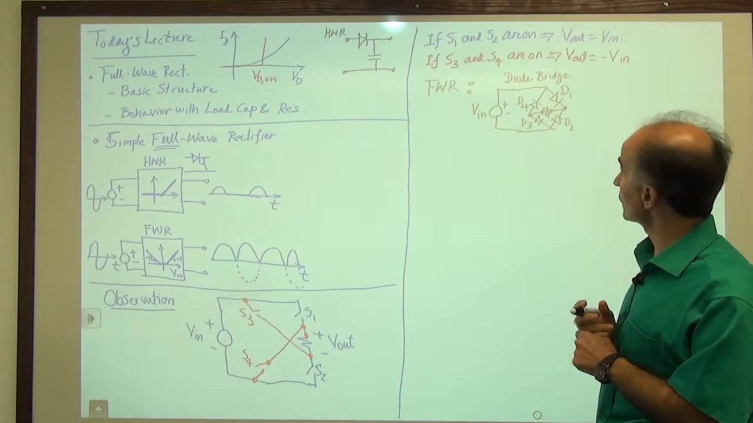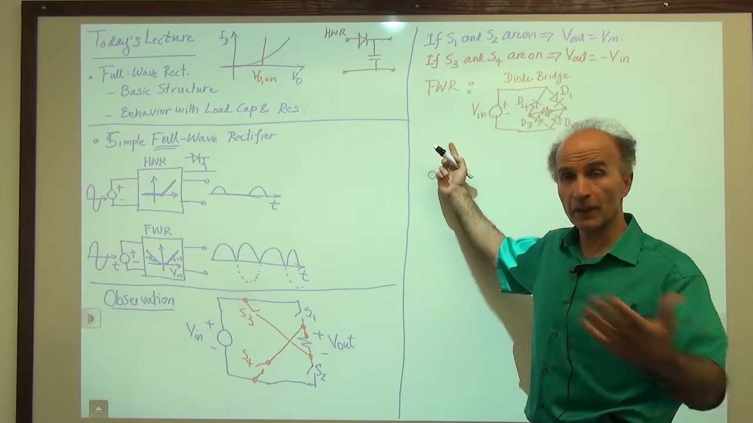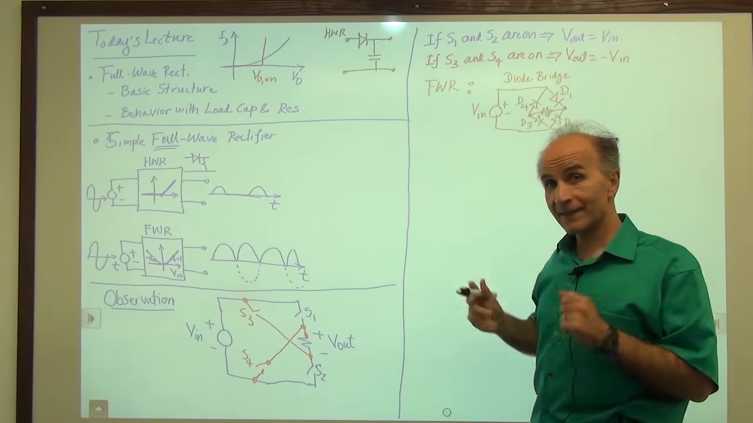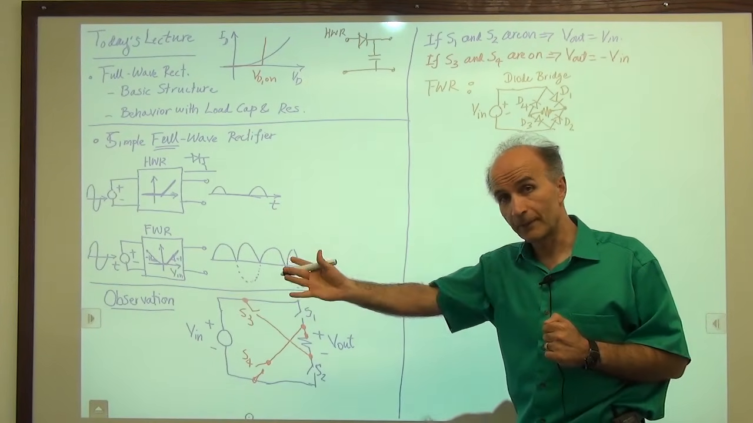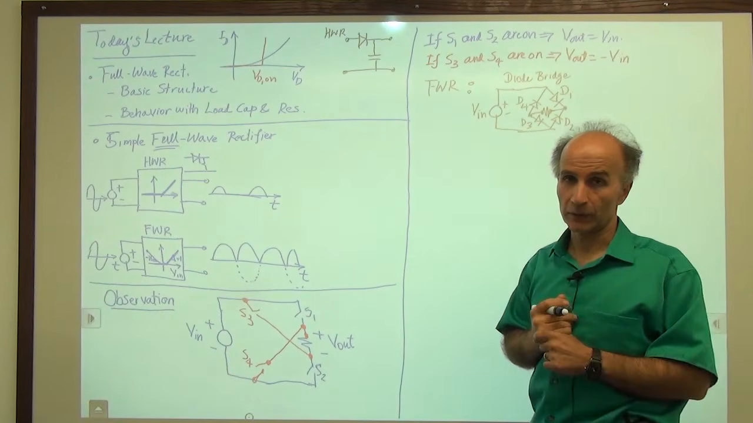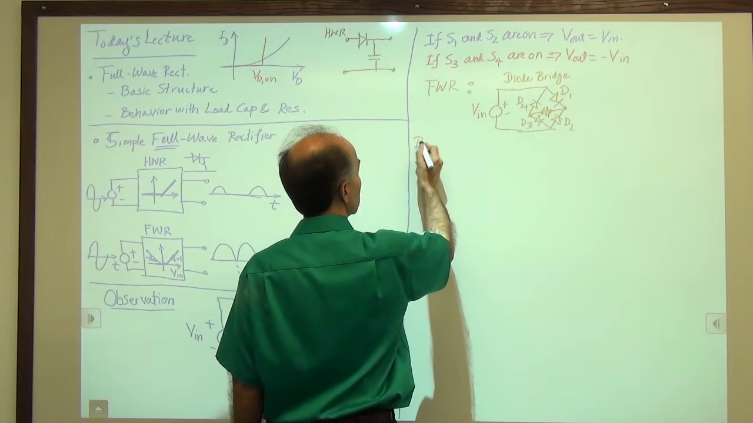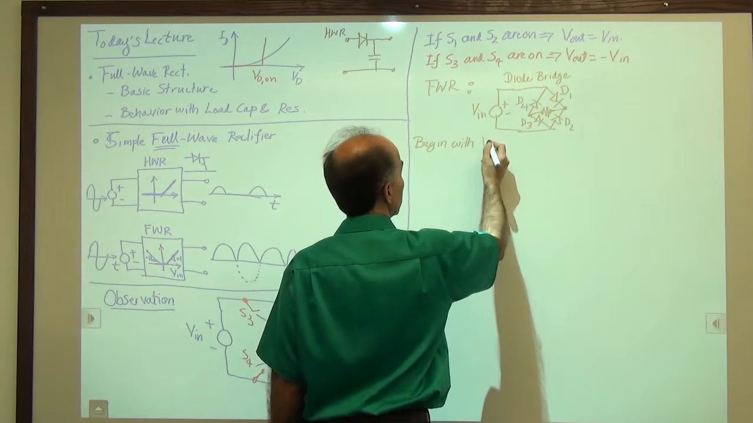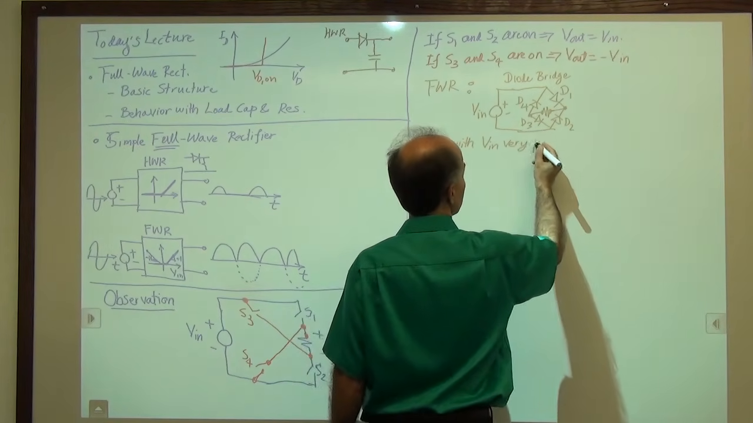All right, so as usual, we will let the input go from minus infinity to plus infinity and look at the output. In this case, it's a little easier if we go the other way. We start from plus infinity and go to minus infinity. Things are a little more intuitive, so that's what we will do. Okay, so begin with Vin very positive.